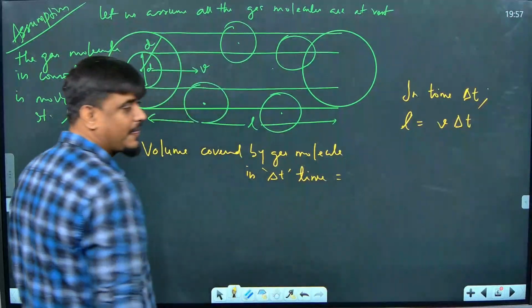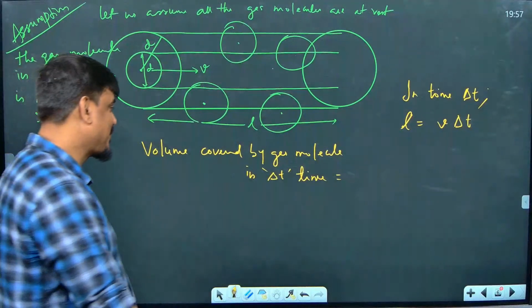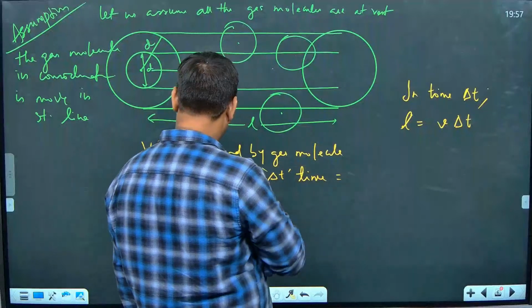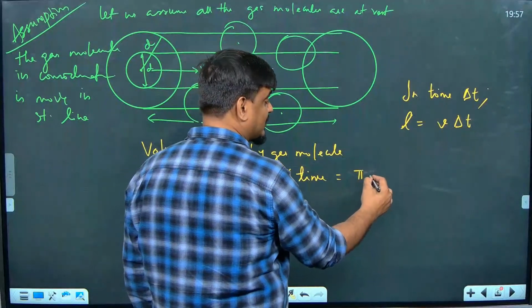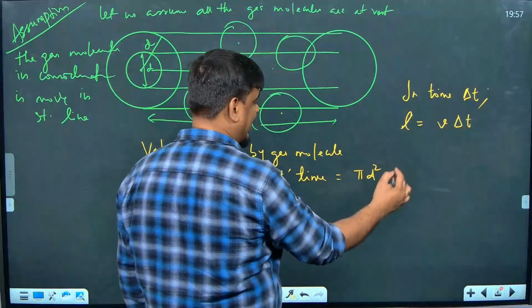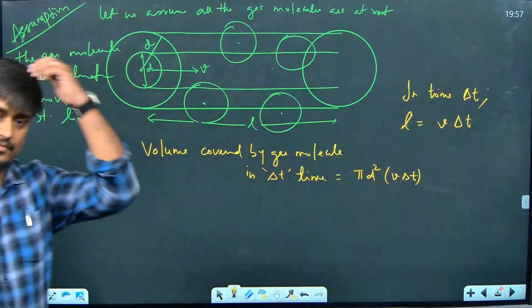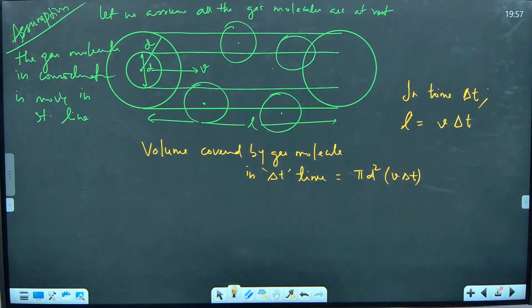Continuity, yeah, up to now only, it will change after this. So the volume will be equal to pi r square, that is pi d square, into height. Height is v delta t. Do you understand how I have done this? Up to here it is clear? Any problem? I don't think so.